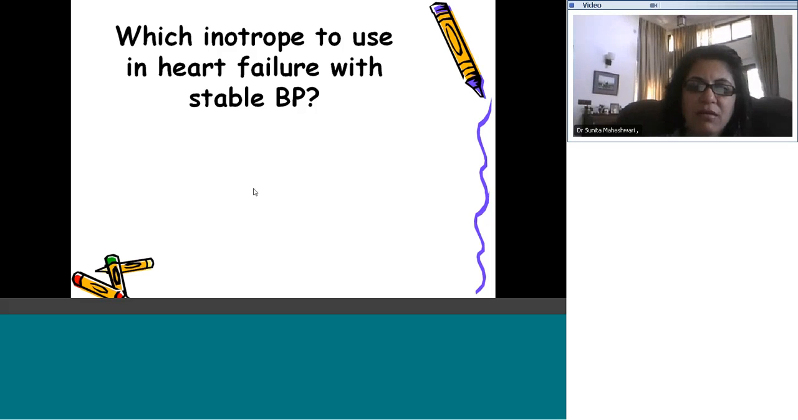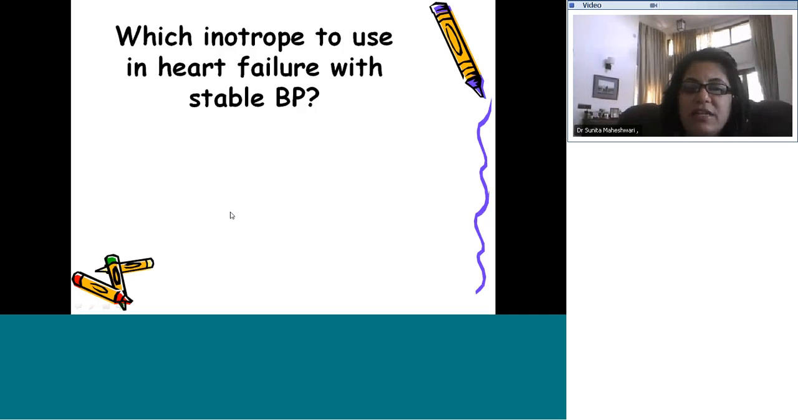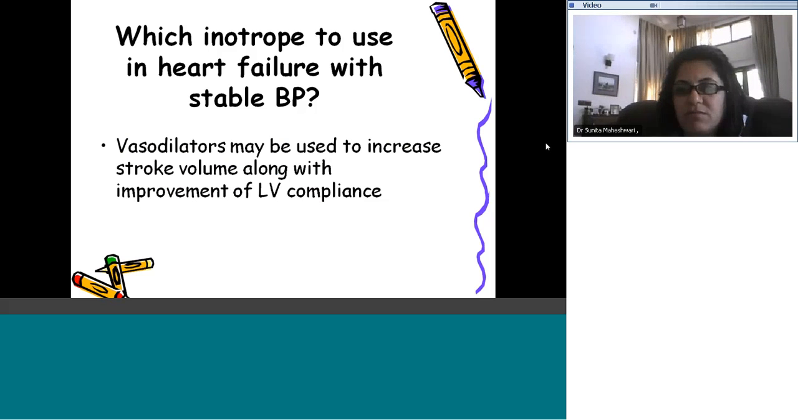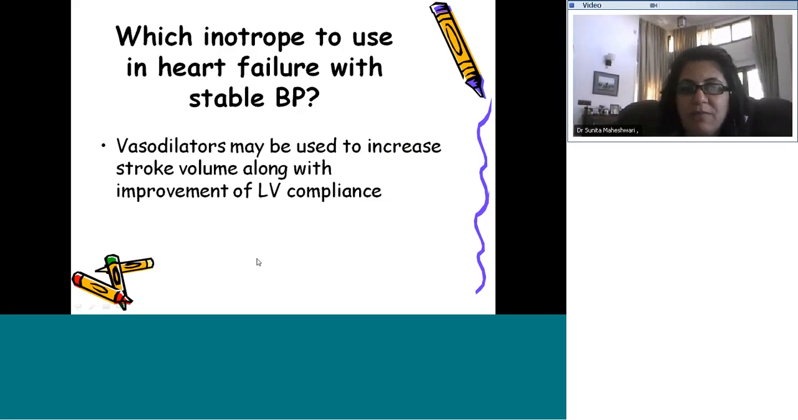If BP is stable, you can consider using more vasodilators or afterload reducers, right? Because they will increase your stroke volume and improve your LV compliance. So, what are a few vasodilators? Milrinone is one, that's right. Dopamine, lower dose, right? So, vasodilators. Any other vasodilators you could use? Heart failure, stable blood pressure. So, you can use things like FMC, right?